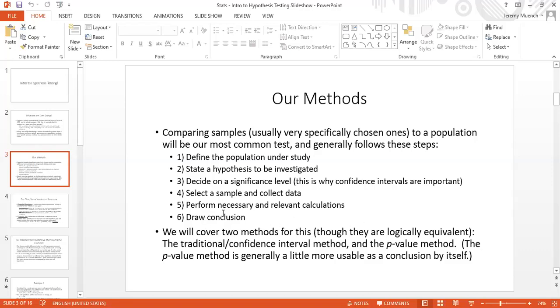And then finally, 6, and this should not be underestimated in its importance, is to draw a conclusion. And that's an appropriate conclusion, which we will certainly talk about in future classes. There's 2 methods for this, which will be a traditional or confidence interval method. This is the one we're going to look at as a way just to compare what's going on. And then we have the p-value method. The p-value method is the professional standard. This is the one that realistically I want us using at the end of the year.